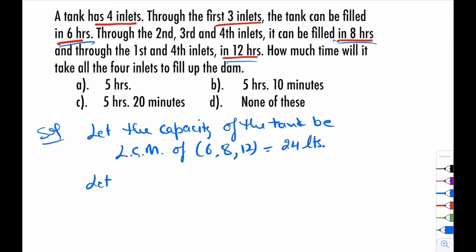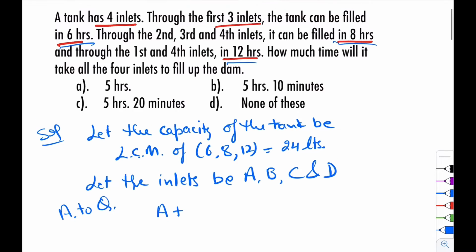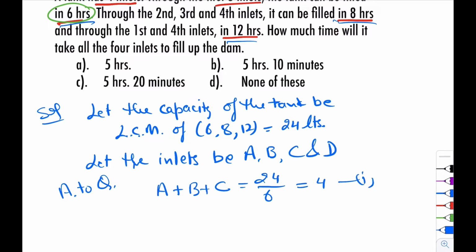Now let the inlets be A, B, C and D. So according to the question, A plus B plus C, this is equal to 24 upon 6. So this is equal to 4. So this is equation number 1.